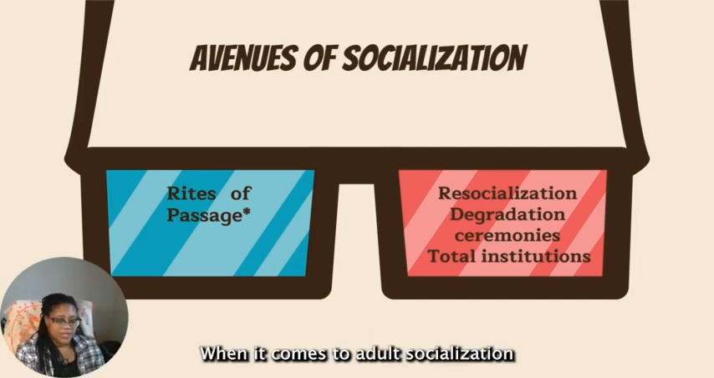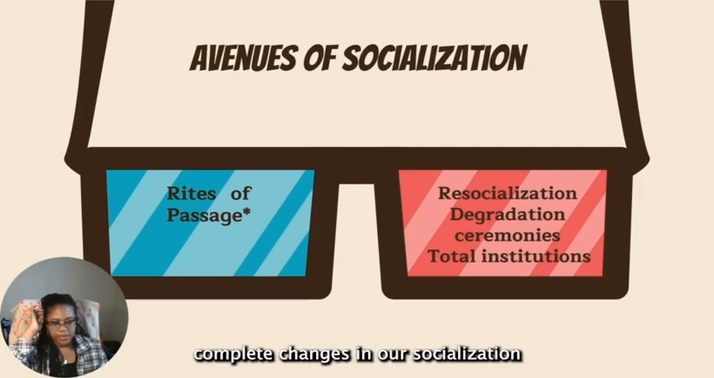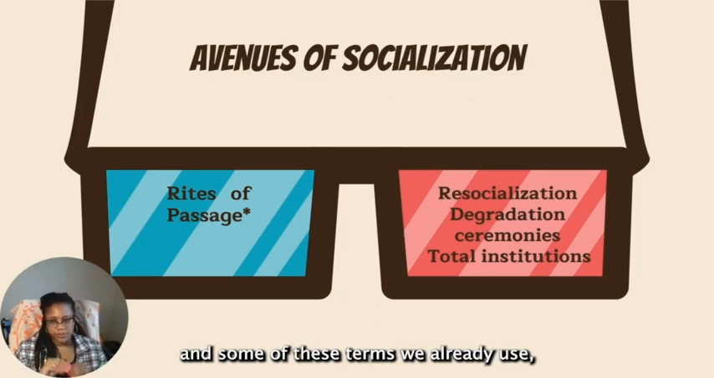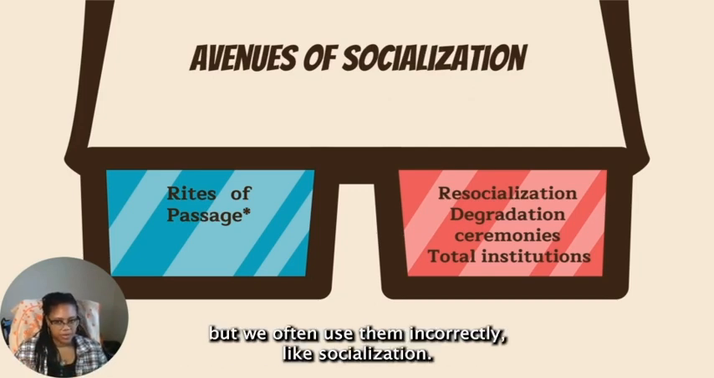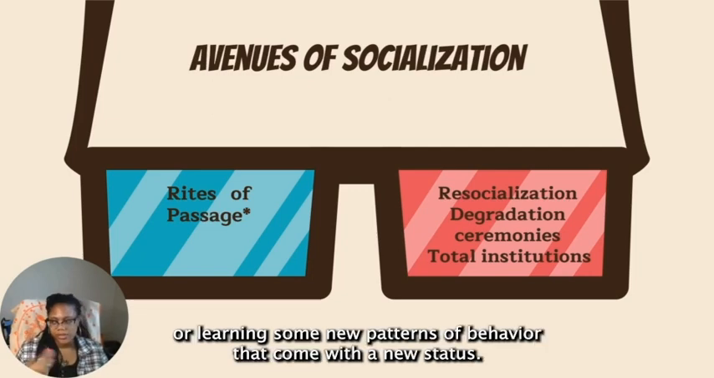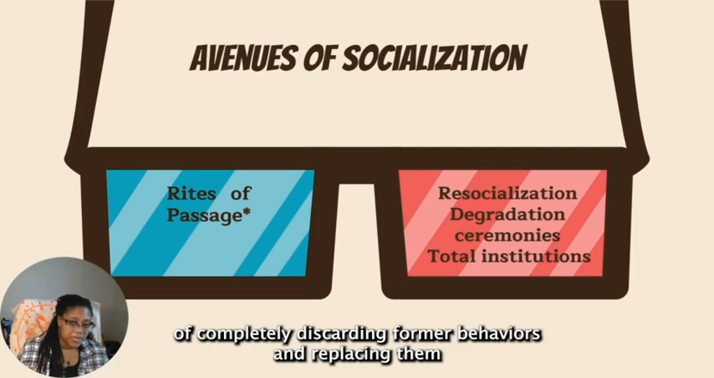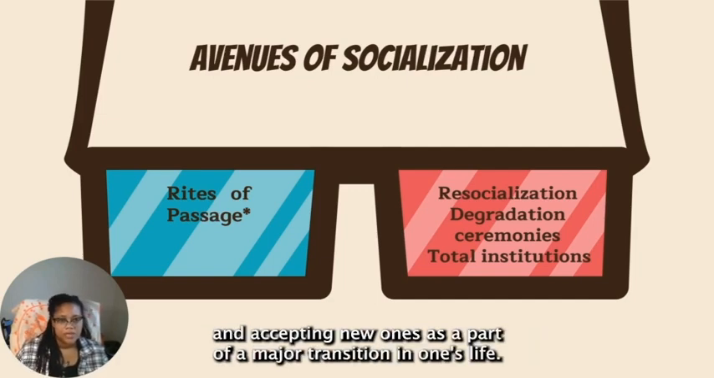When it comes to adult socialization, that can include these rites of passage, but typically it may be focused on complete changes in our socialization. And some of these terms we already use, but we often use them incorrectly, like resocialization. Resocialization isn't just learning some new terminology or learning some new patterns of behavior that come with a new status. Instead, it's a complete process of completely discarding former behaviors and replacing them and accepting new ones as a part of a major transition in one's life.